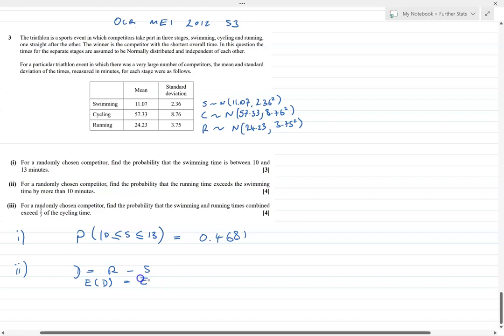E of D will be equal to E of R minus E of S. So that's equal to the difference between the means of those two, which is 24.23 minus 11.07. And that comes to 13.16.